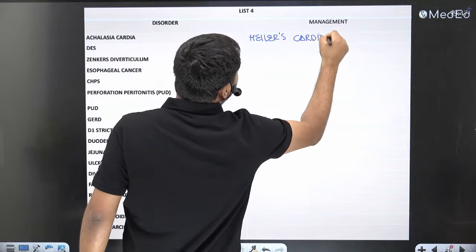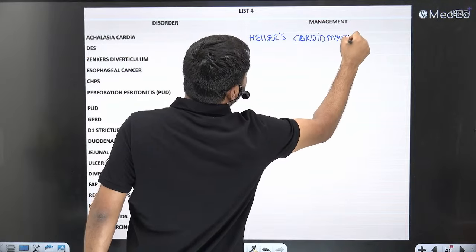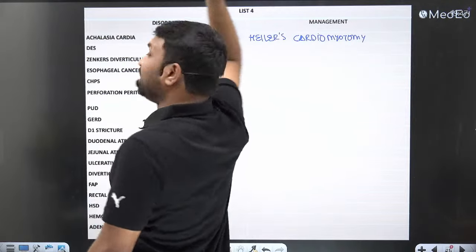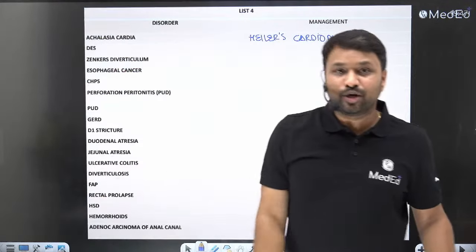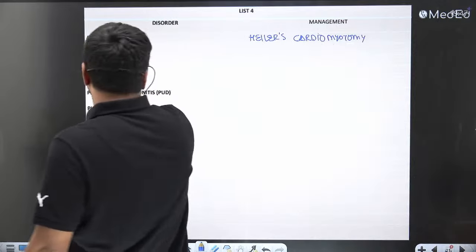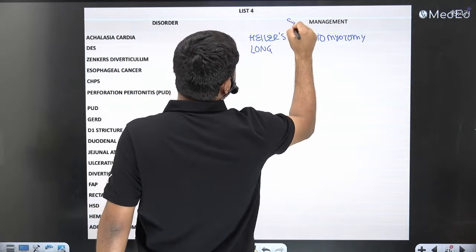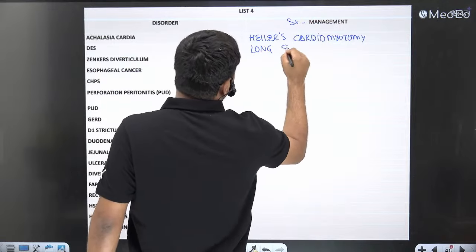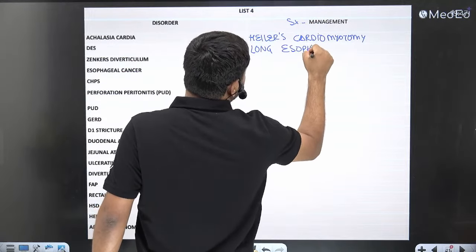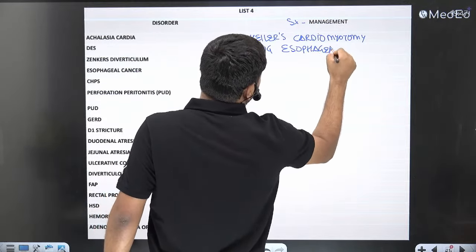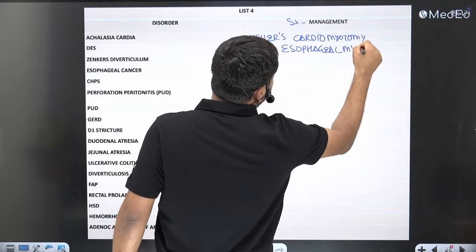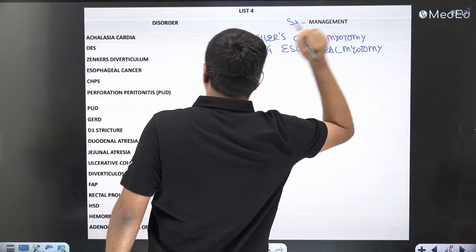It is cardiomyotomy. Okay. Don't just say myotomy. You will say cardiomyotomy. For diffuse esophageal spasm, I will do a long esophageal myotomy. I'm talking about surgical management, so be clear. A long esophageal myotomy can be performed.